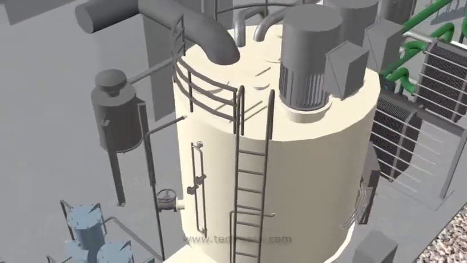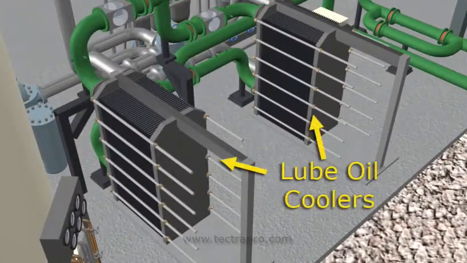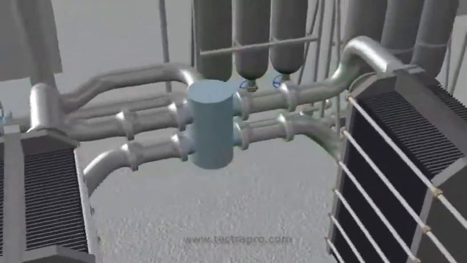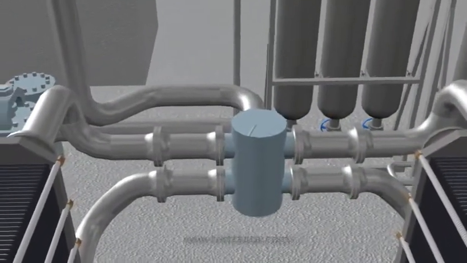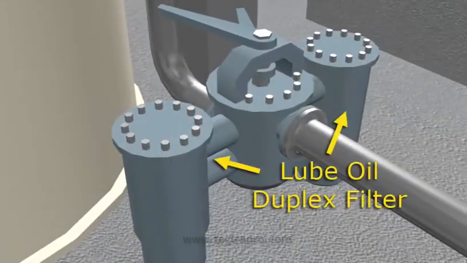Lube oil is pumped from the pump discharge through one of two Lube Oil Coolers. Flow through the Lube Oil Coolers is controlled by the selector valve located between the coolers. From the Lube Oil Coolers, the oil continues through a Duplex oil filter.